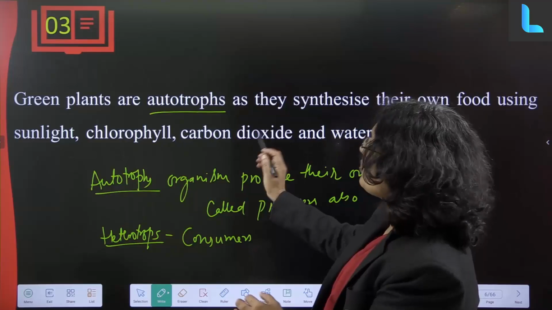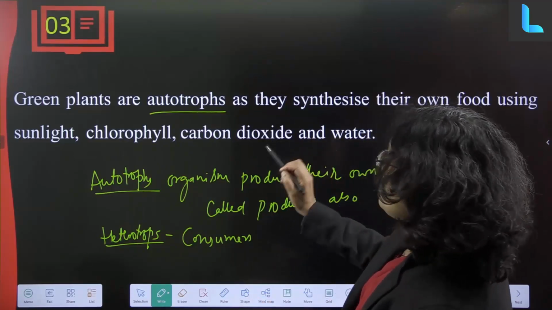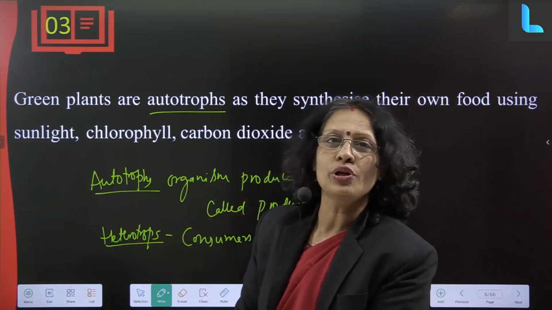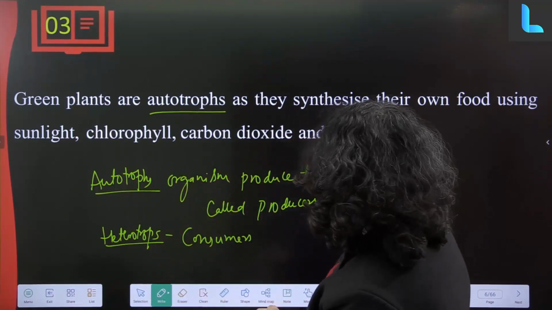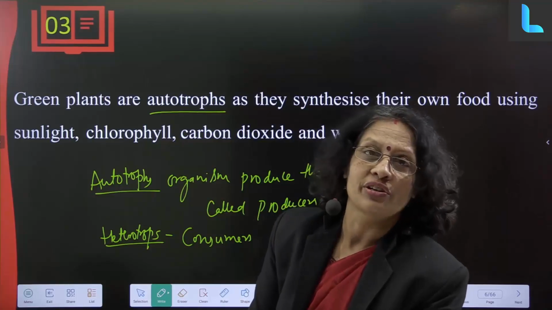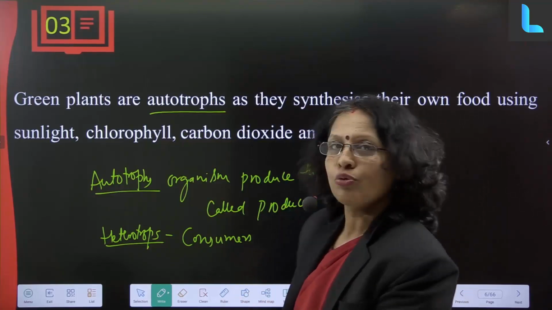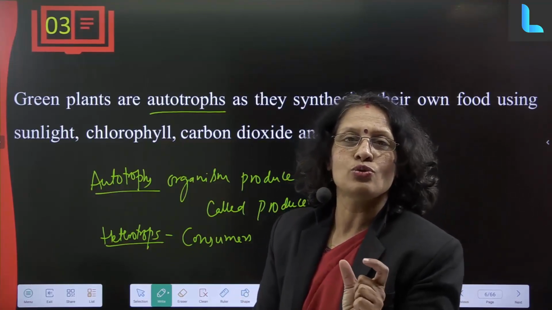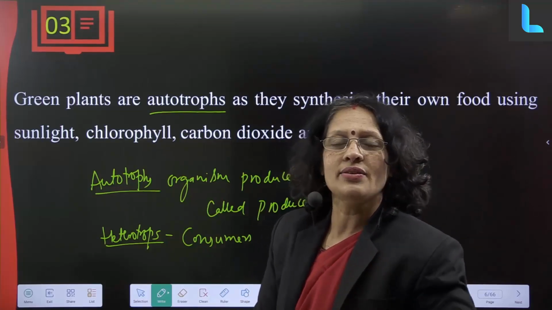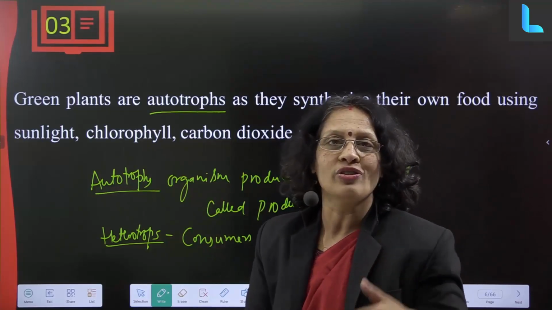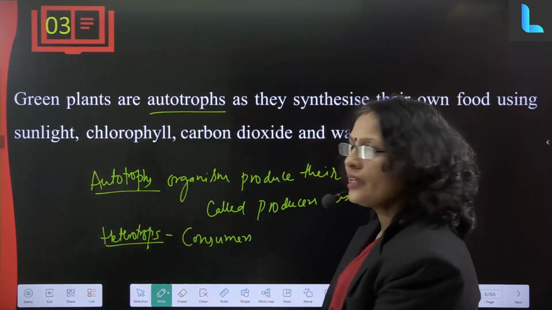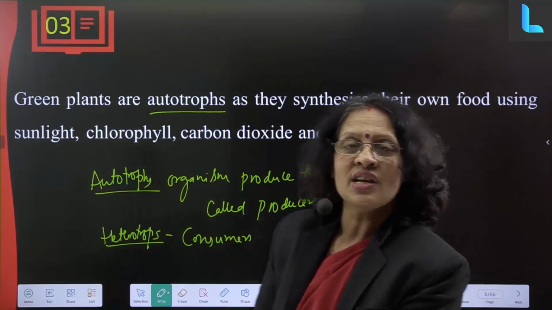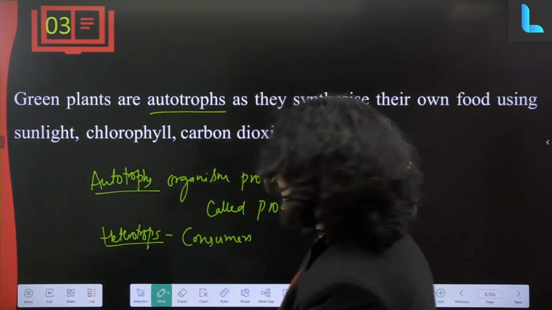So autotrophs are producers. Plants are producing food using sunlight, chlorophyll from the green leaves, carbon dioxide from the environment and water. This process is called photosynthesis. The word photo is used for photons of light, and synthesis is preparing or synthesizing food using light energy. So what is happening here is that in photosynthesis, light energy is converted to chemical energy.